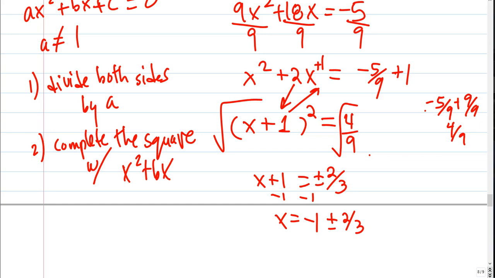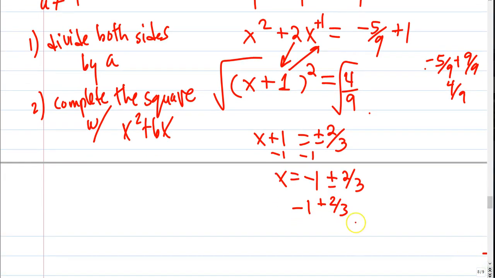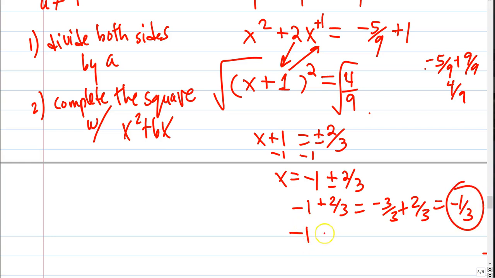I'm okay with that. We could actually write that out. Negative 1 plus 2/3 would be negative 3/3 plus 2/3, which is negative 1/3. There's the first answer. Negative 1 minus 2/3, negative 3/3 minus 2/3, would be negative 5/3. So that was really kind of our best answer for that.